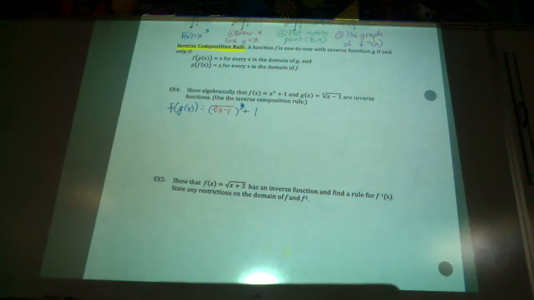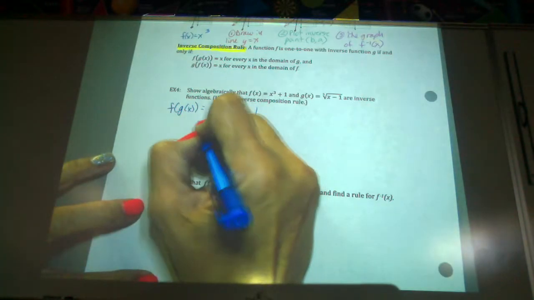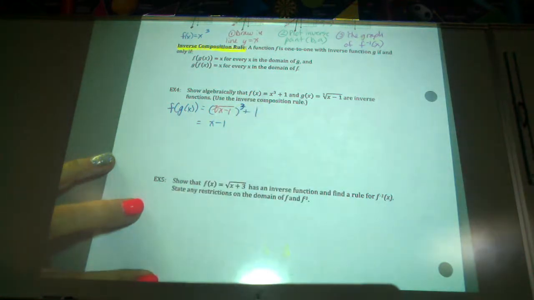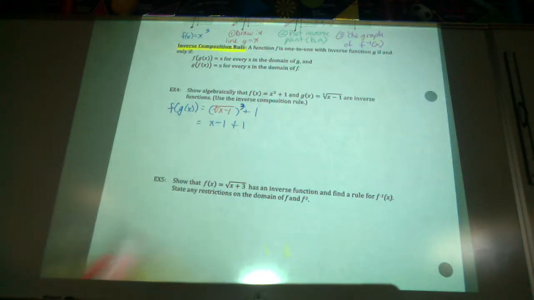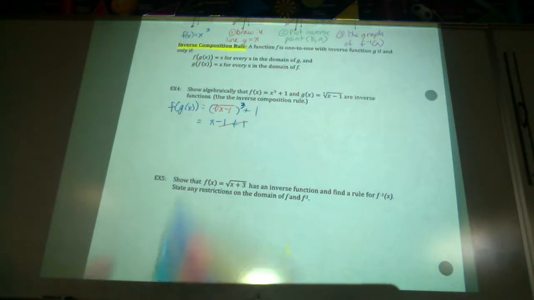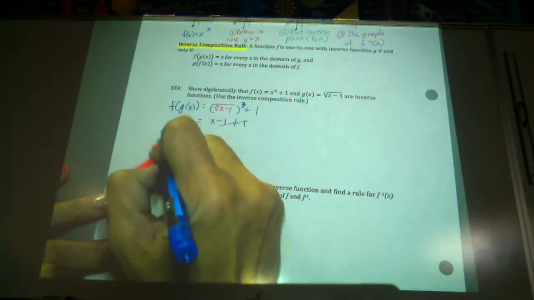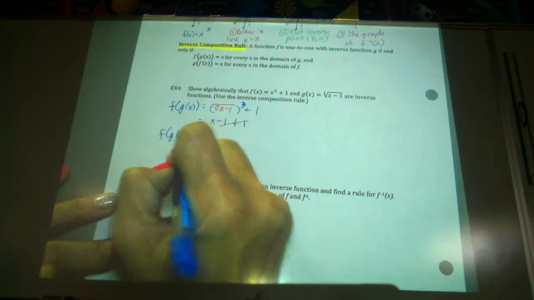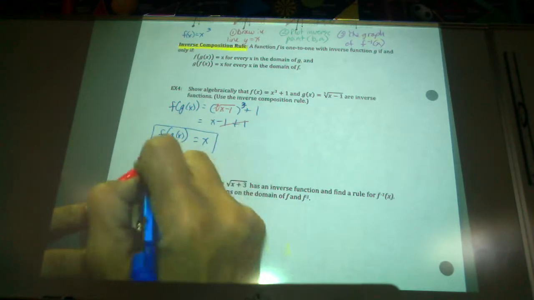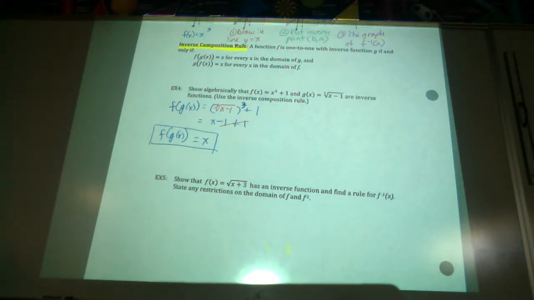Are we okay with that? What happens when we cube a cube root? Don't you get what's left underneath that root? And then don't forget the plus 1 that was outside. So the negative 1 and the positive 1, don't they cancel? Aren't we left with x? So it simplifies. F of g of x simplifies to x. So far, so good. Can't stop there. You have to also find g of f of x.